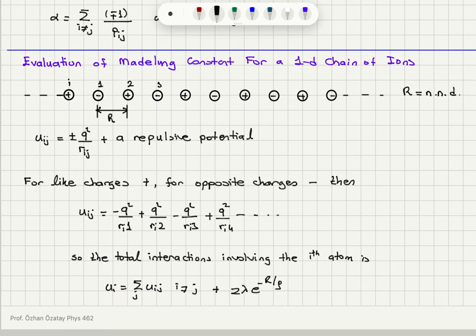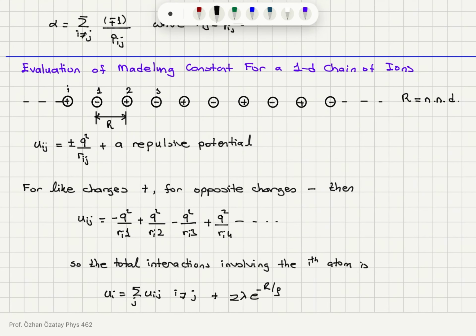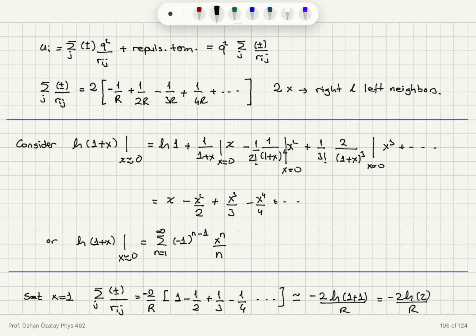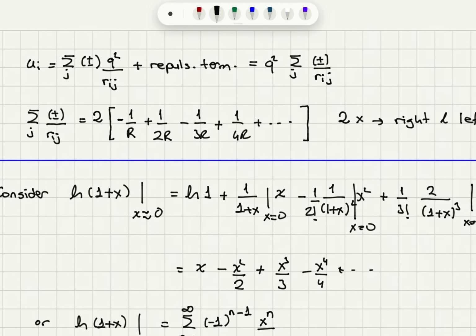So the total interactions involving the ith atom will be the sum of Uij for i not equal to j, plus, if I'm assuming only interactions with the nearest neighbors contribute to the repulsive potential, coordination number times lambda e to the minus capital R over rho. Then I have this term, the sum over j of plus or minus q square over rij. So q square times the sum over j of plus or minus 1 over rij. So remember, I introduced this minus alpha here, which made this minus plus in the alpha definition.